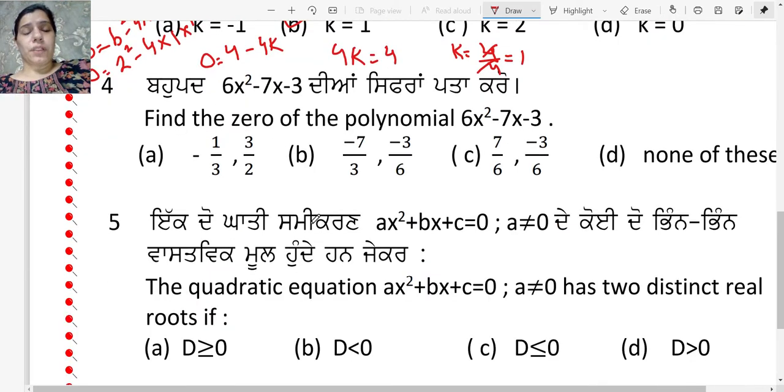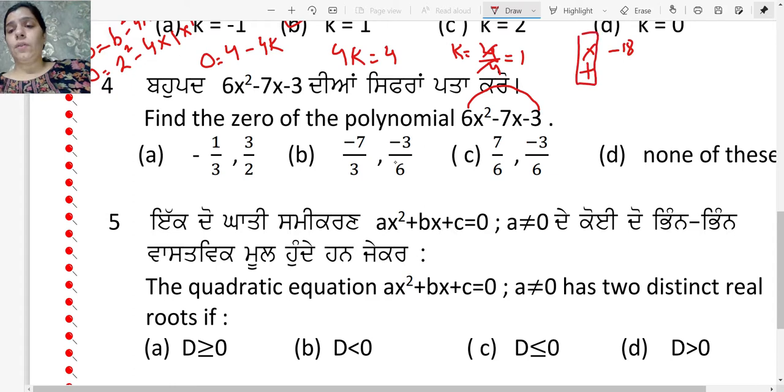Moving on to question number 4, you have to find the zeros of the polynomial. Beta, again what you can do is you can put it in the equation and check whether it gives a 0, or you can find it through the method of splitting the middle term or through the quadratic formula. In this I will do it with the splitting the middle term. You want to find the two factors which on multiplying gives you a multiplied by c, that is minus 18, and on addition they give you this term, that is minus 7.